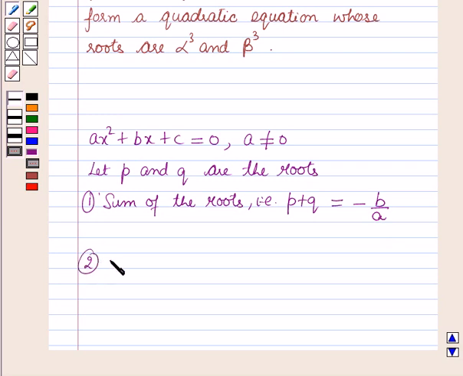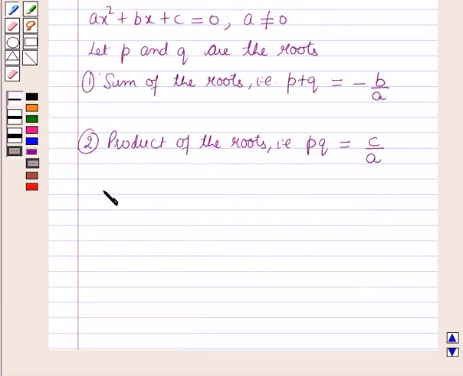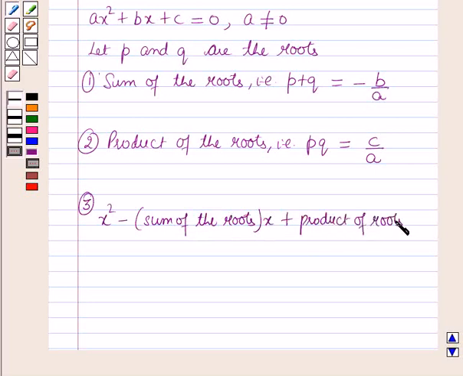And product of the roots, that is p into q or pq, is equal to c over a, which means product of the roots is equal to the absolute term over the coefficient of x square in the given equation. Also, if roots of the equation are given, then the equation can be formed by using the formula x square minus sum of the roots into x plus product of the roots is equal to 0.